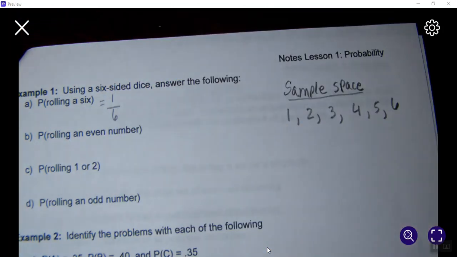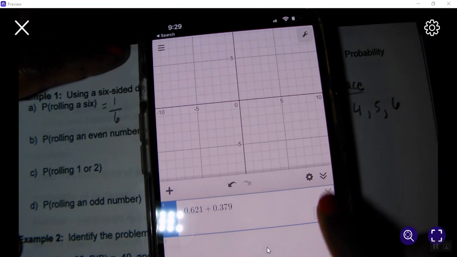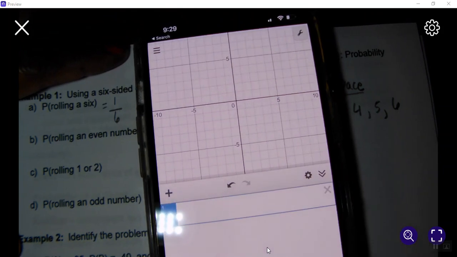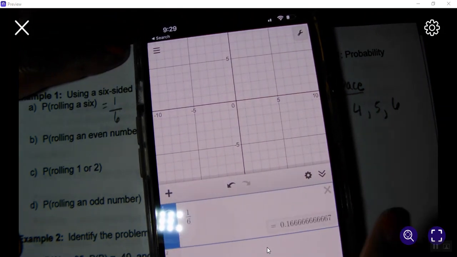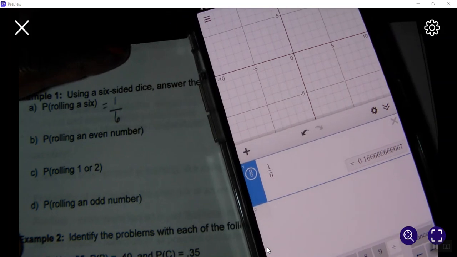If you want to convert it into a decimal, we can. So you just do 1 divided by 6, which is equal to 0.16, and then round it up to 0.167.